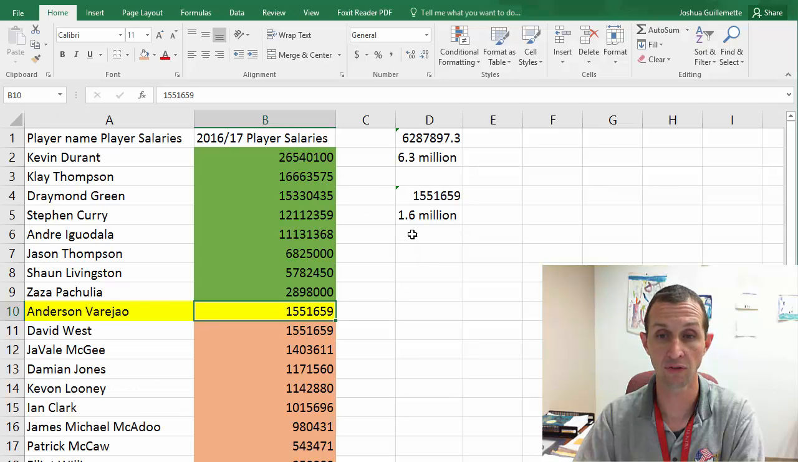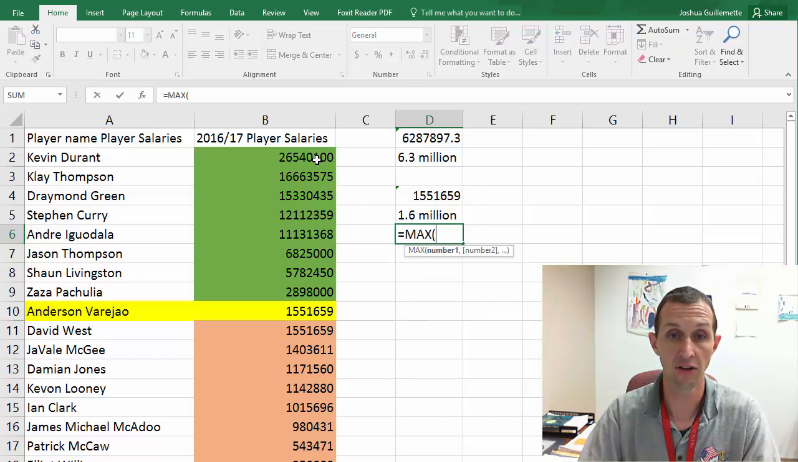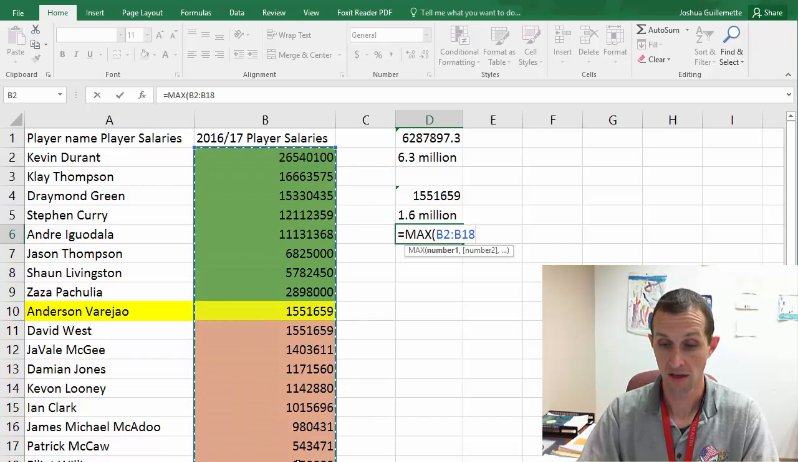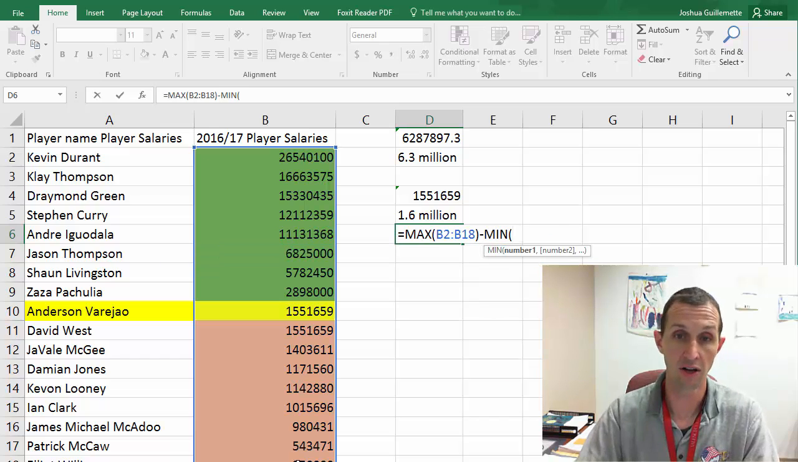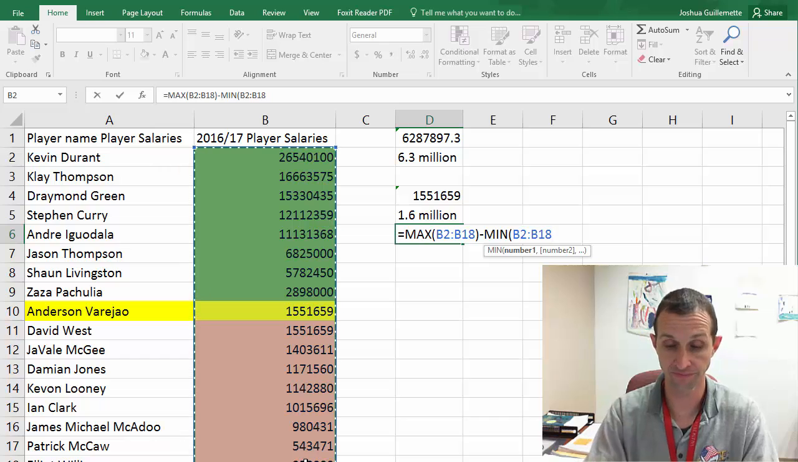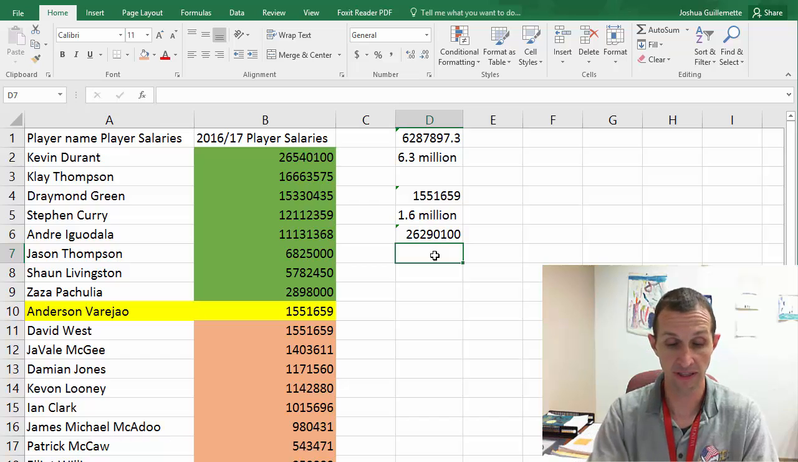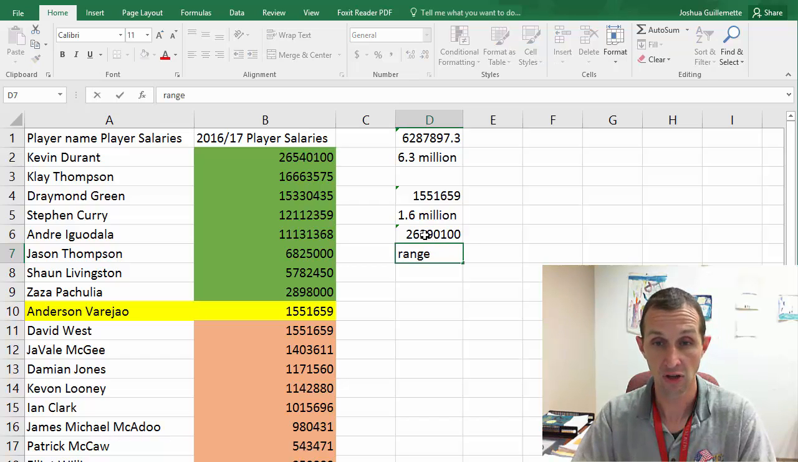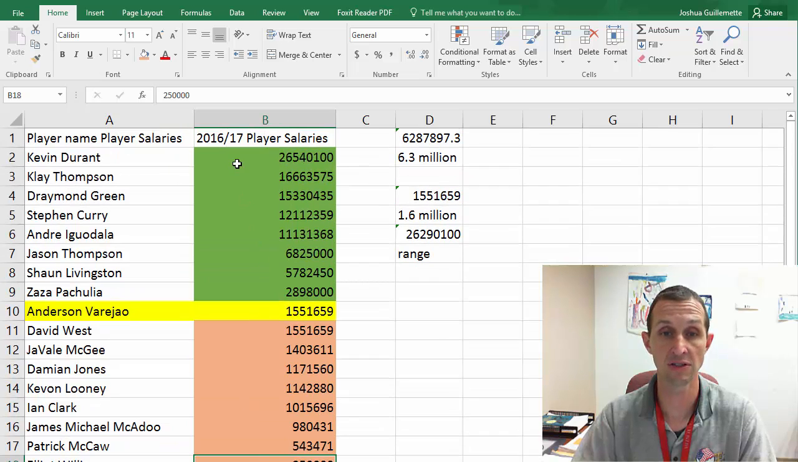So let's go ahead and do that real quick. If I wanted to see the range of values here, you would do equals max of all of the data, and you want to close it up, minus the min of that same data set. And they should match, they should be overlapping. And then when you hit enter, that would be the range, right? It's going to be 26,290,000. And that's because he makes over 26 million and this person makes $250,000. And so when you subtract those two values, that's where it comes from.